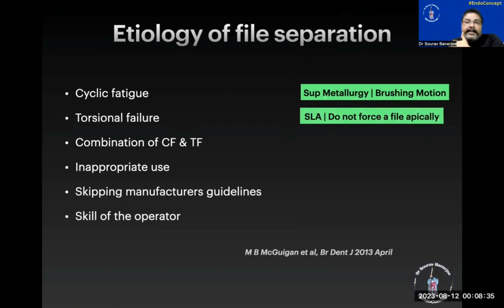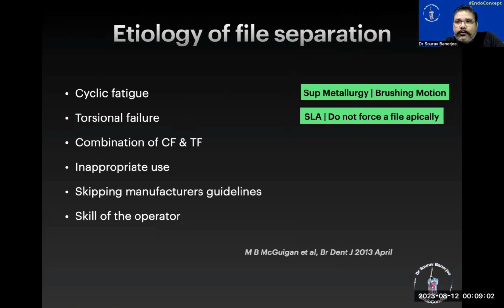The second is gaining a straight line axis. A straight line axis will prevent torsional failure, and we should never force a file apically. Torsional failure specifically happens when the file gets locked inside the canal and the two ends of the file rotate in opposite directions because it got locked in the canal. That is how a torsional failure happens.